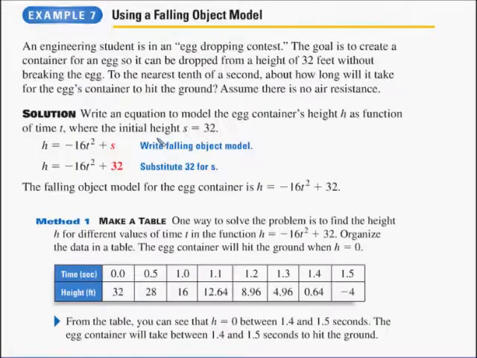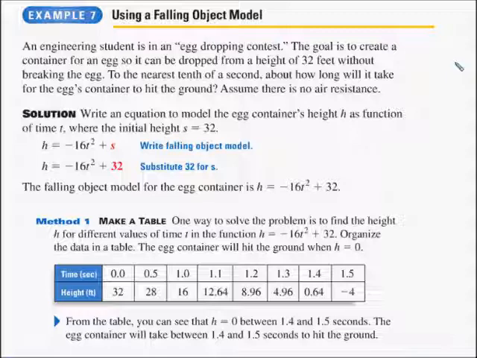So let's move on and see if we can figure this out. An engineering student is in an egg dropping contest. The goal is to create a container for an egg so it can be dropped from a height of 32 feet without breaking the egg. Now, why you would be up 32 feet and have an egg in your hand that you'd be worried about dropping, I'm not sure. But to the nearest tenth of a second, about how long will it take for the egg's container to hit the ground? We're going to assume that there is no resistance.